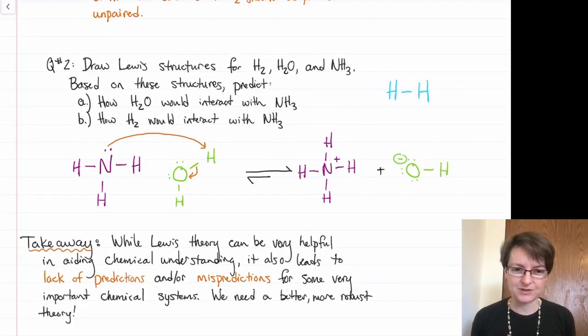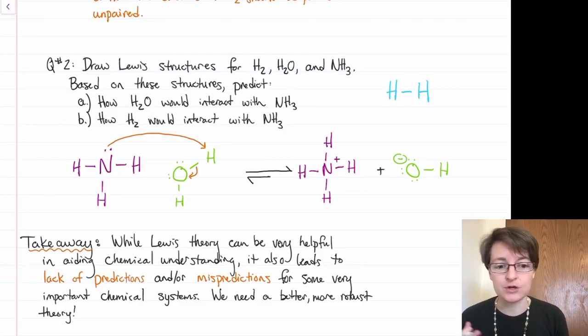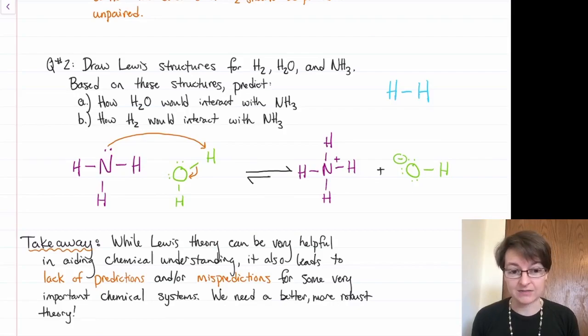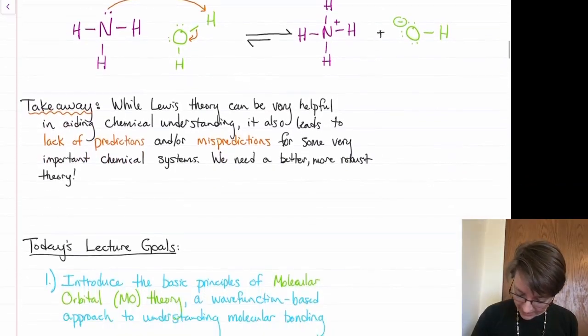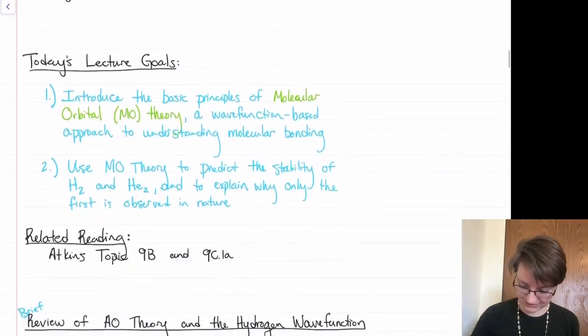And if we can't predict reactivity, it's really hard to move towards rational design for new and better ways of activating certain small molecules. And because this is just 2 of many examples where Lewis theory is mispredicting or unable to predict something about a molecular system of interest, we're going to need a better and more robust theory. And that is our motivation for today's lecture.